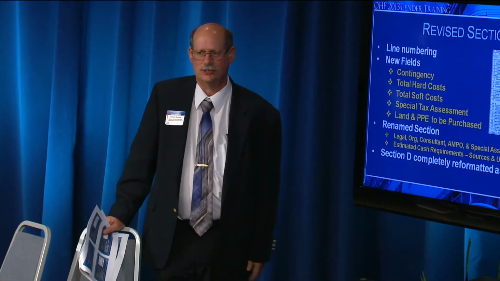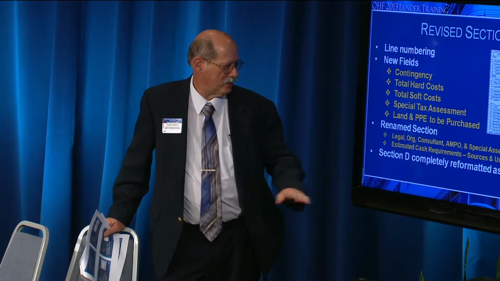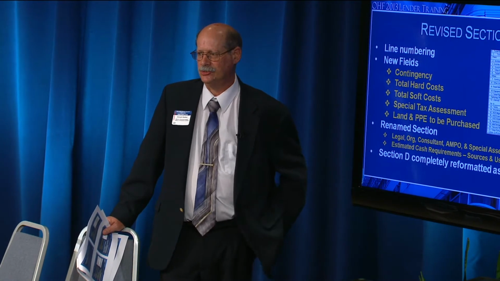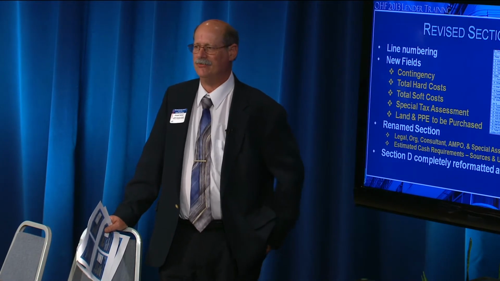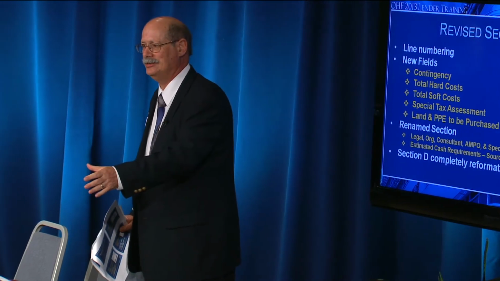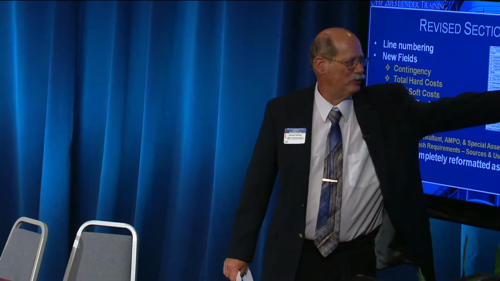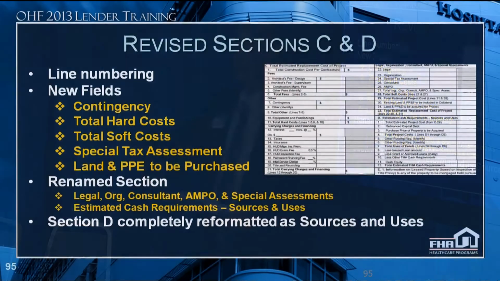There's a new line for special tax assessments. We'll talk about that a little bit. Land and PP&E to be purchased. Questions have come up. What happens if the hospital is purchasing property? Where does it go? Guess what? If you're acquiring or purchasing land, or you're purchasing the building across the street as part of the deal, it goes over here on line 31. So again, we've kind of put the spaces there. It was implied before. Those questions are now kind of put to bed.